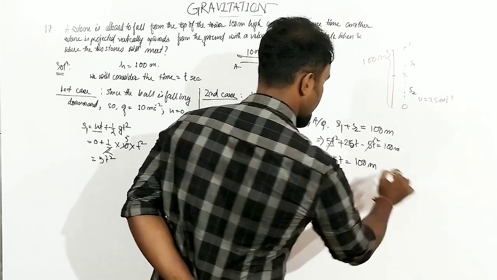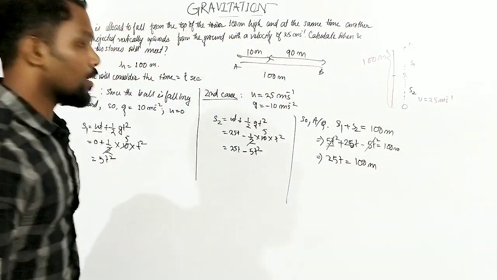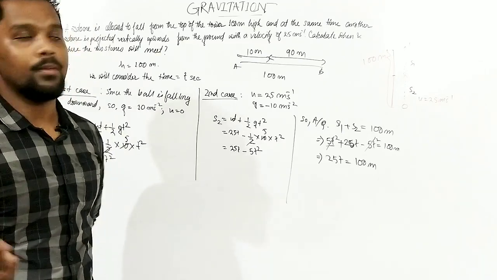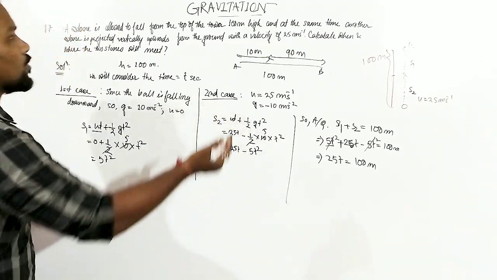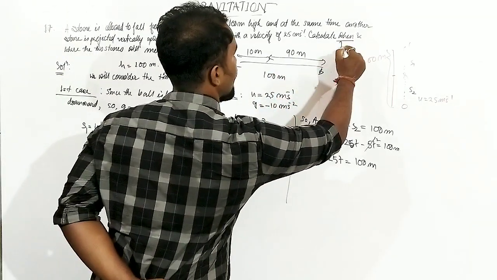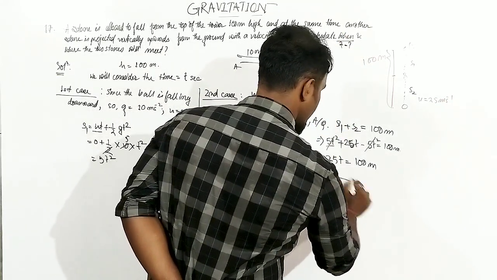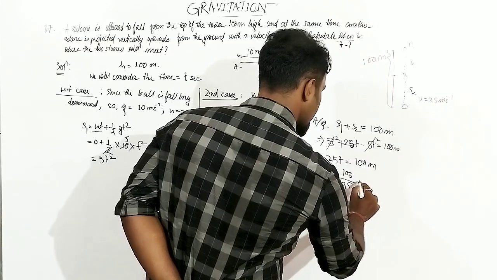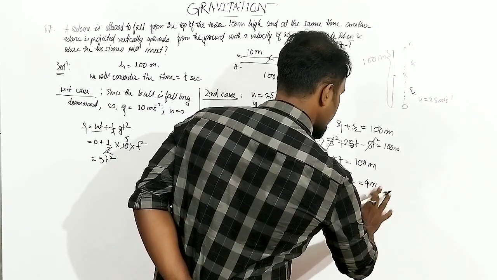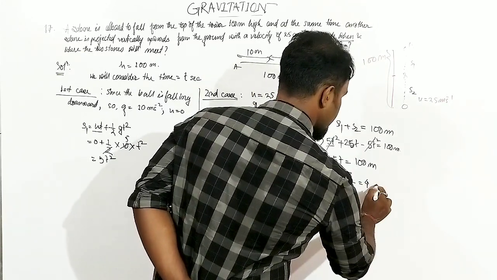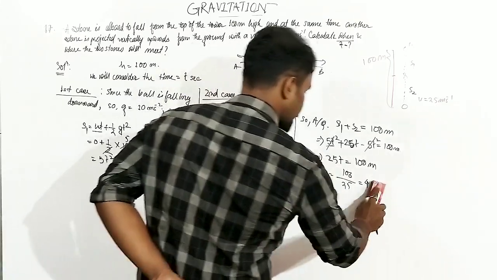So from here we can calculate the required value of time that we need. It asks when, that means we have to calculate the time, right? So here time T equals 100 by 25, which is equal to 4 seconds.